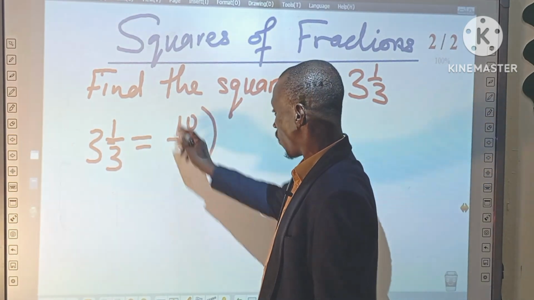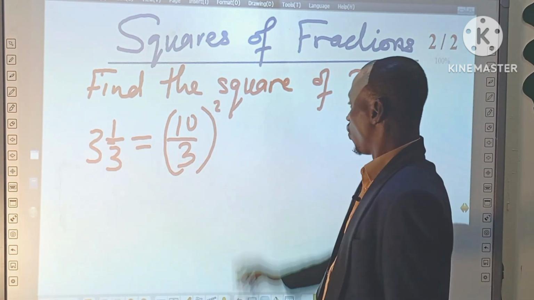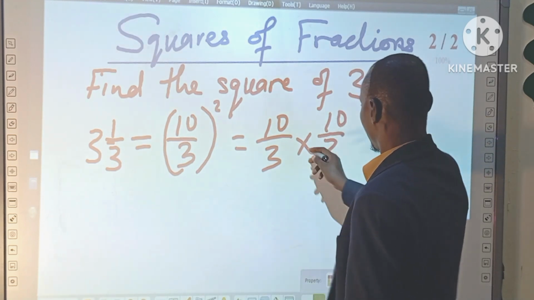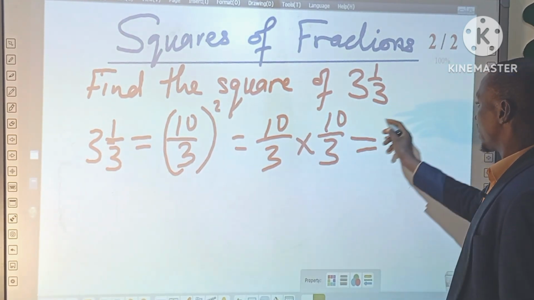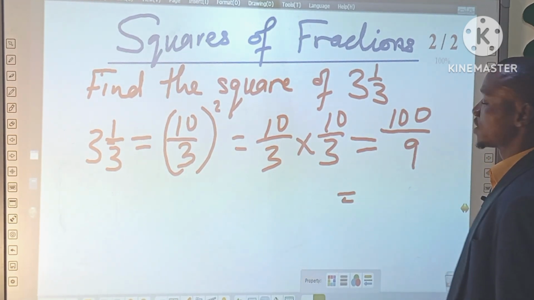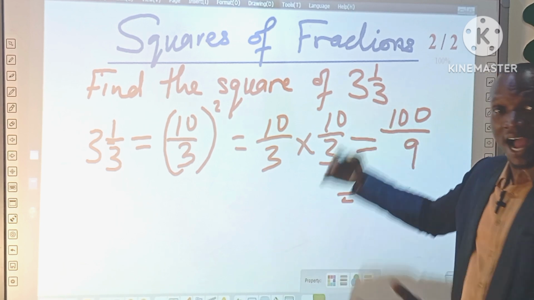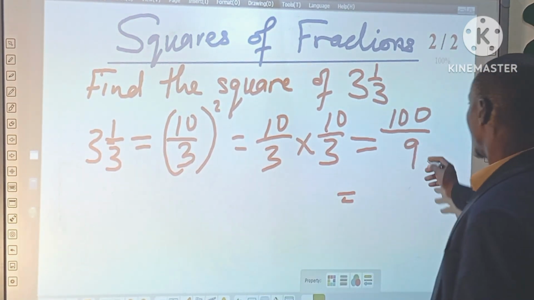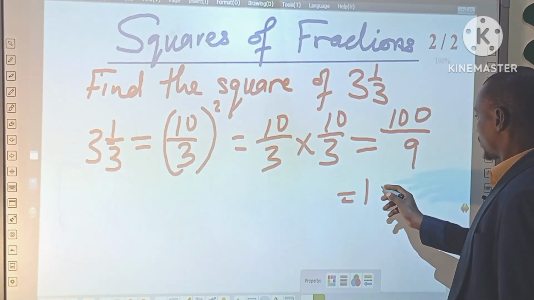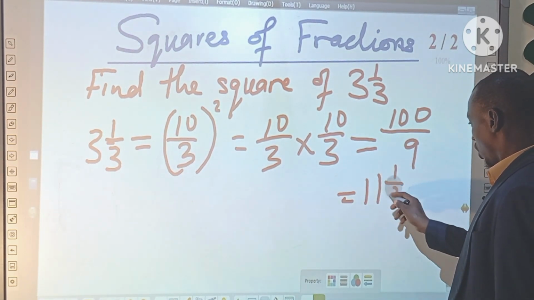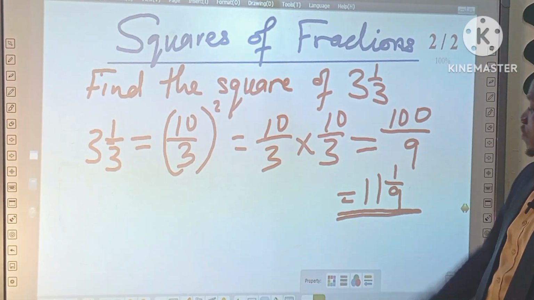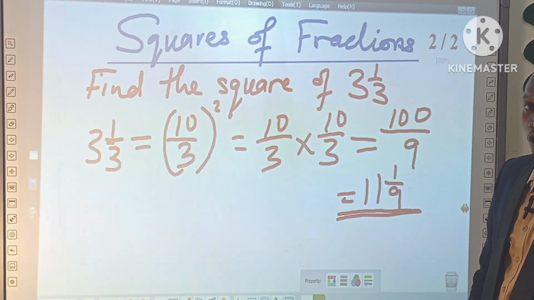So we are asked to look for the square of this fraction, which will give us 10 over 3 times 10 over 3, which is the same as what? 10 times 10 gives us 100, all over 3 times 3, which gives us what? 9. With this, we are easy to go. We convert it back to a mixed number, which is 9 into 100 gives us 11, remainder 1, all over 9. This is the square of the fraction 3, 1 over 3. It simply gives us 11 whole number 1 over 9.